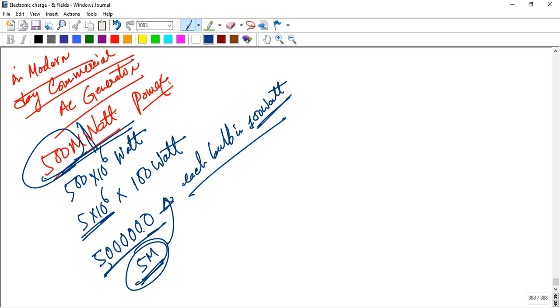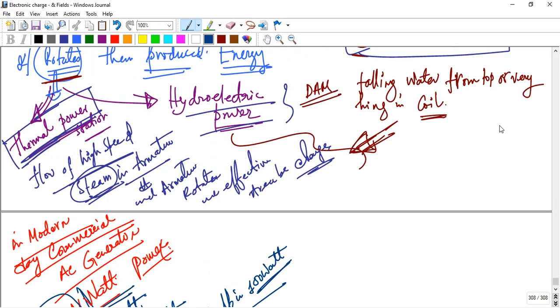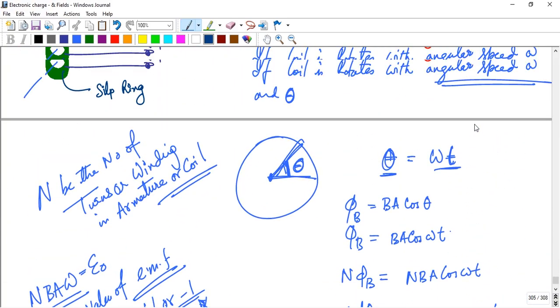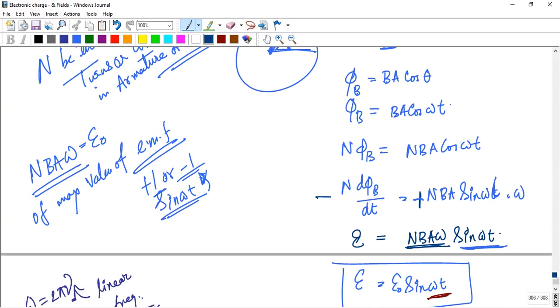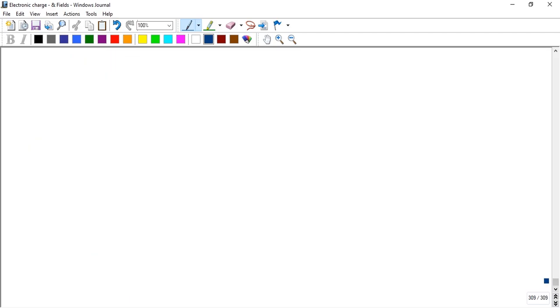That's a commercial AC generator. That's a very huge, very large value. Okay, there is another important concept. If the coil rotates, the EMF changes. Now we draw a graph here for better understanding.